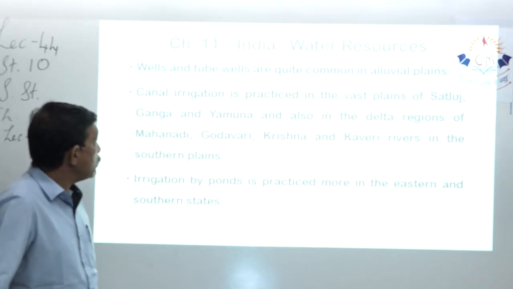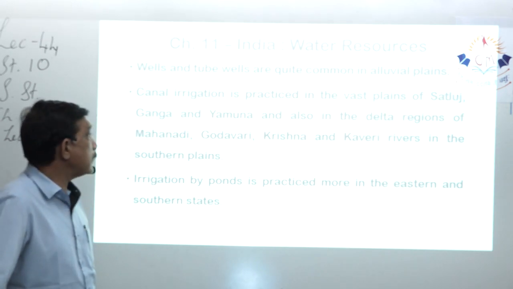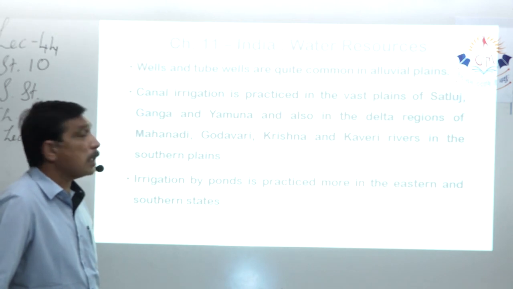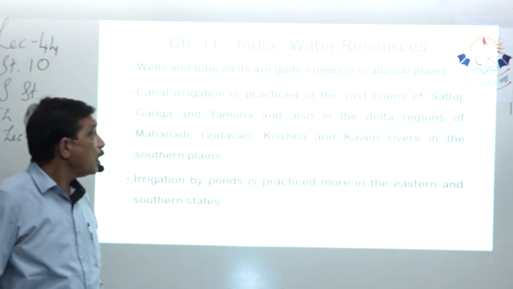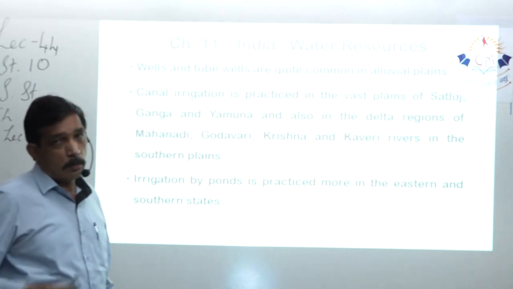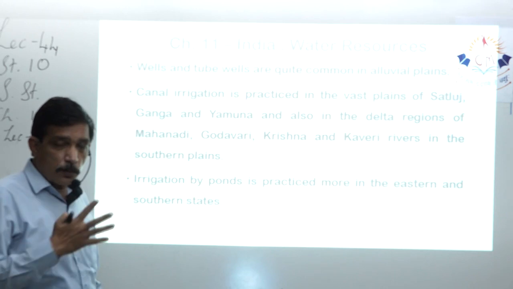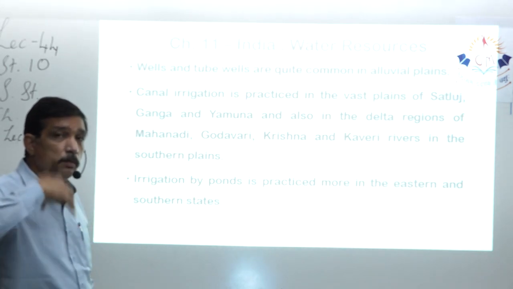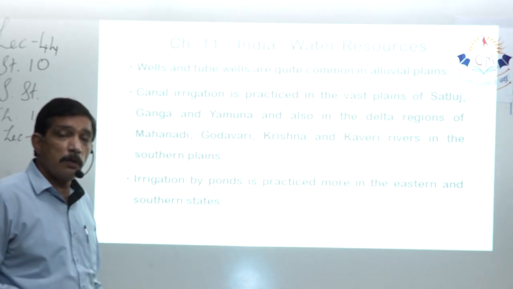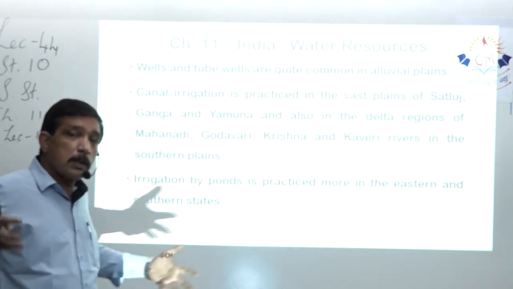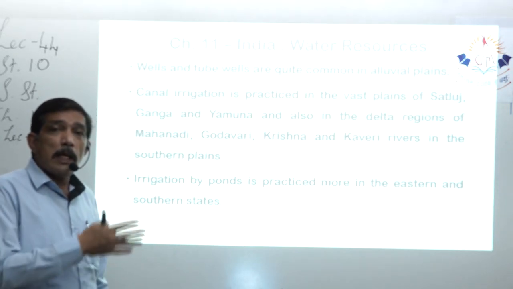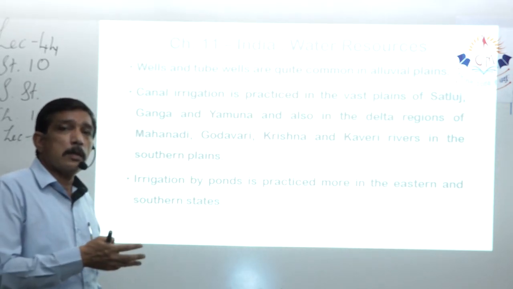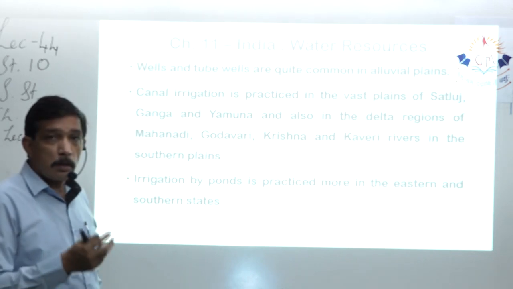That means Satluj, Ganga, Yamuna, and also the delta areas of the southern rivers, that is 4 rivers, Mahanadi, Godavari, Krishna and Kaveri, they have a very strong network of canals also. So in these southern places, maximum use is made of these 4 rivers, the tributaries that dump the water into these main four rivers, plus lots of canals coming out of the main rivers. They help the agriculture in the southern part of our country.